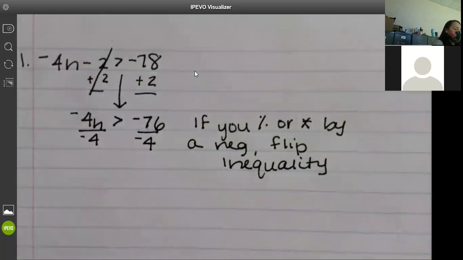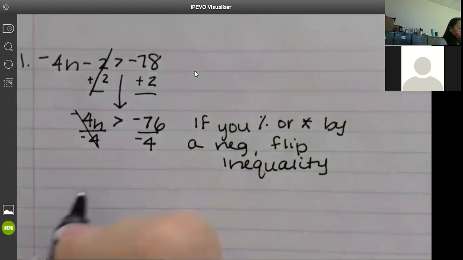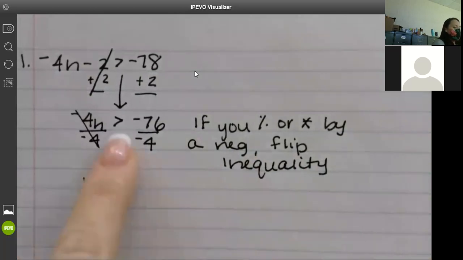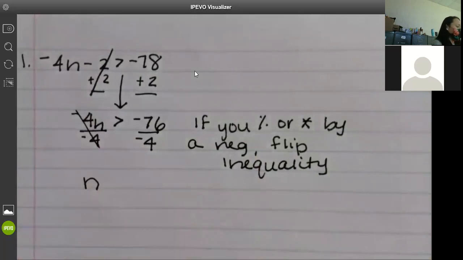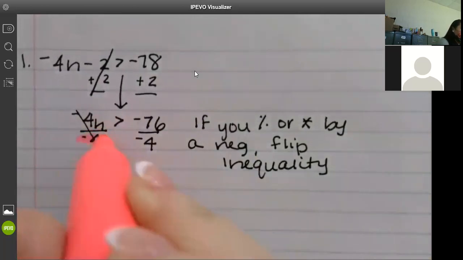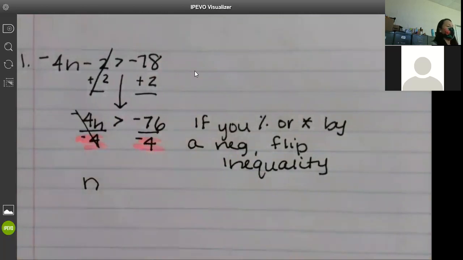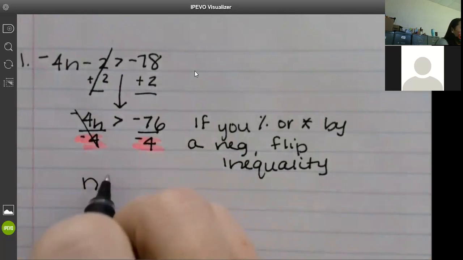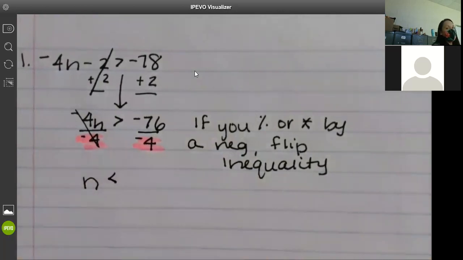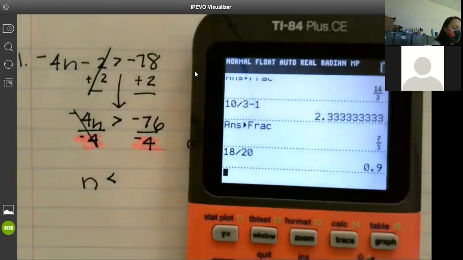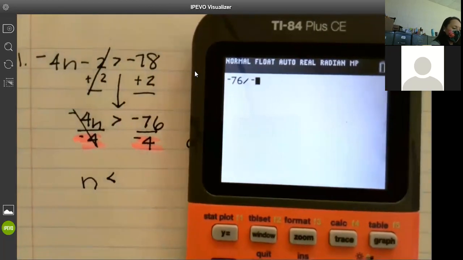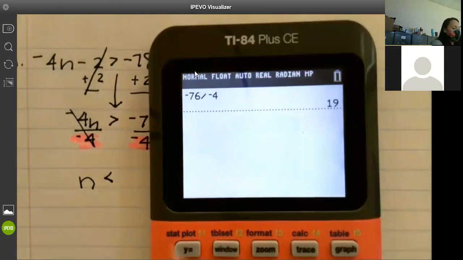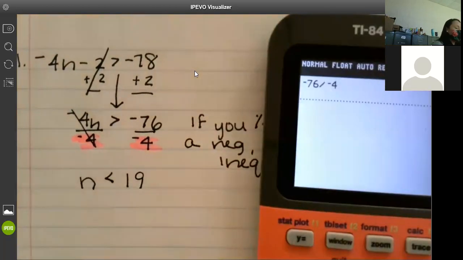All right, so what that means is, just like with your equation, those 4's will cancel out, leaving you with just n. We're going to change the sign because we divided by this number right here. Is this number negative? We don't care about the top one. We don't care about the 76. We only care about the bottom one. Is that bottom number negative? If it is, then we're going to flip the sign to be less than instead of greater than. And then, like I said, you guys go ahead and use your calculators for right now. So negative 76 divided by negative 4, and we get positive 19. That's it.